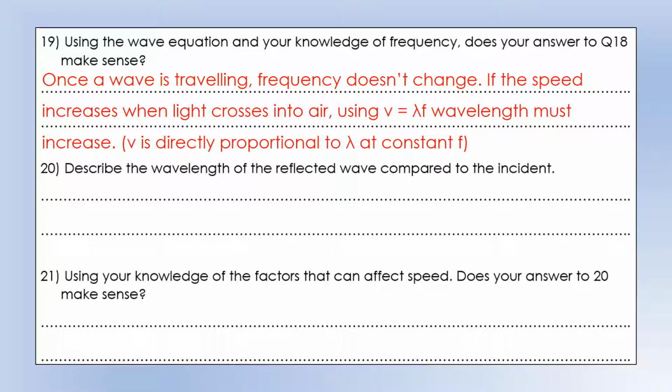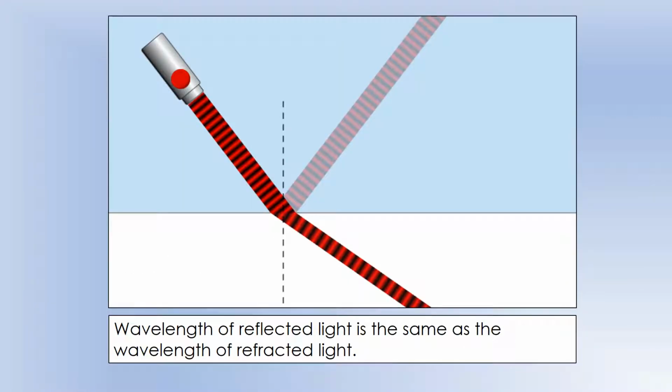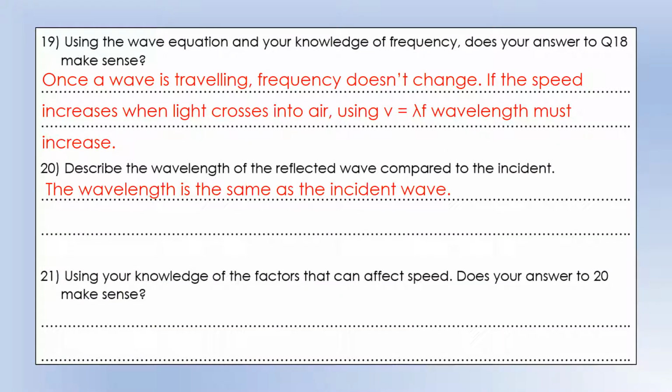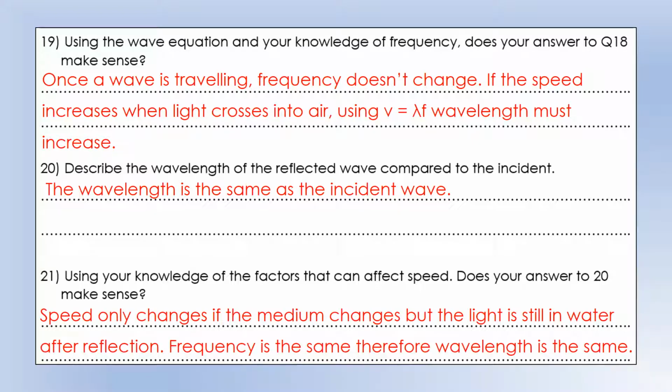Describe the wavelength of the reflected ray compared to the incident. Well, if we look at it, the wavelength is exactly the same, and we can use the tools to measure it if we want. So those are the same. Does that make sense? Well, you should know that the speed of a wave only changes if the medium changes, but the light's still in water. So the speed should be the same before and after. The frequency is the same before and after. Therefore, the wavelength has to be the same. That does make sense.